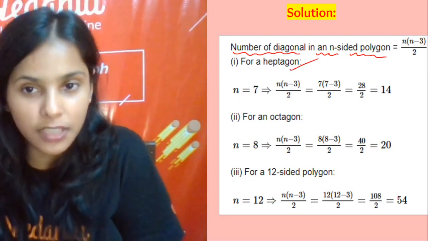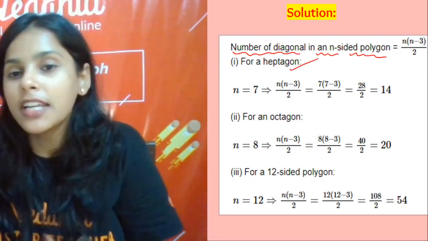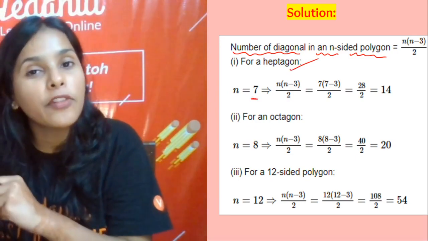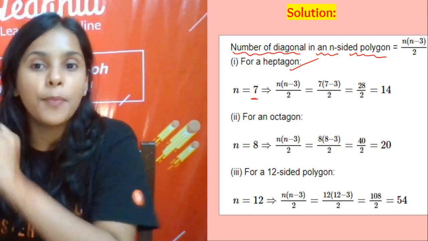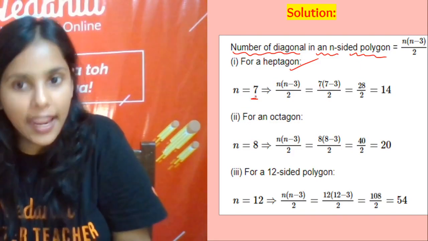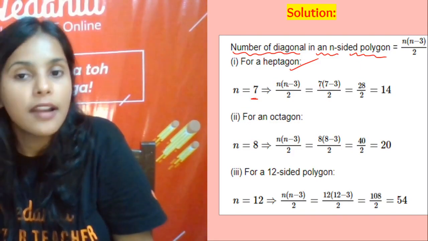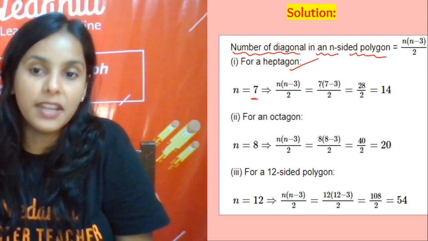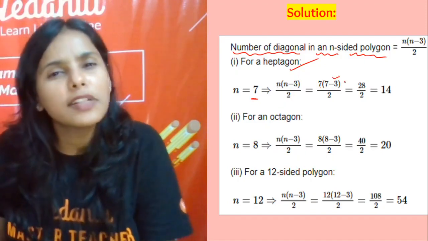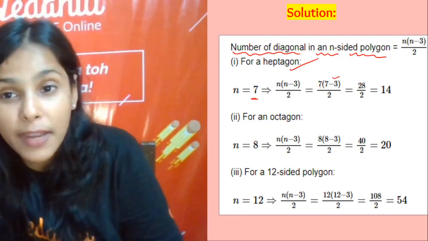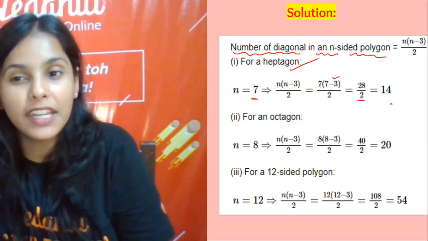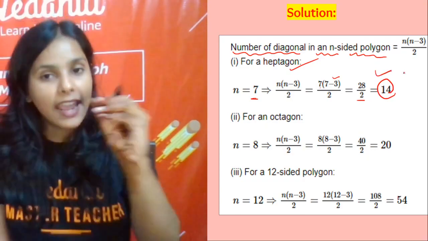So you have a heptagon first. A heptagon has 7 sides, so n will be equal to 7. Use the formula to find the number of diagonals, that is n(n minus 3) upon 2. So 7 into (7 minus 3) upon 2. Since 7 is n, I just put 7 in place of n and did nothing else. First we need to solve the bracket: 7 minus 3 is 4, 4 into 7 is 28, upon 2. So 28 divided by 2 gives 14. So 14 is the number of diagonals.